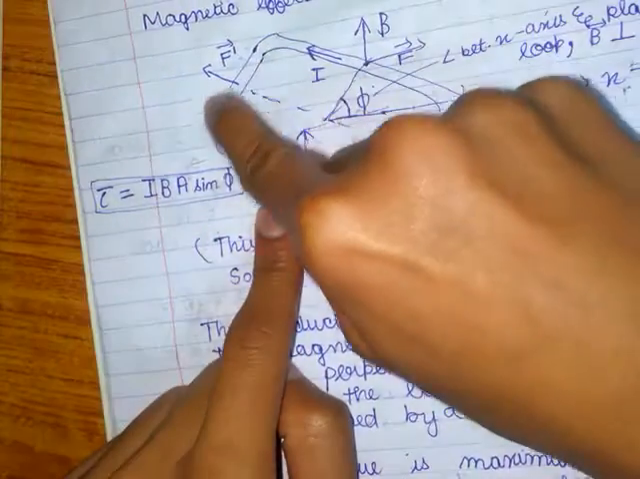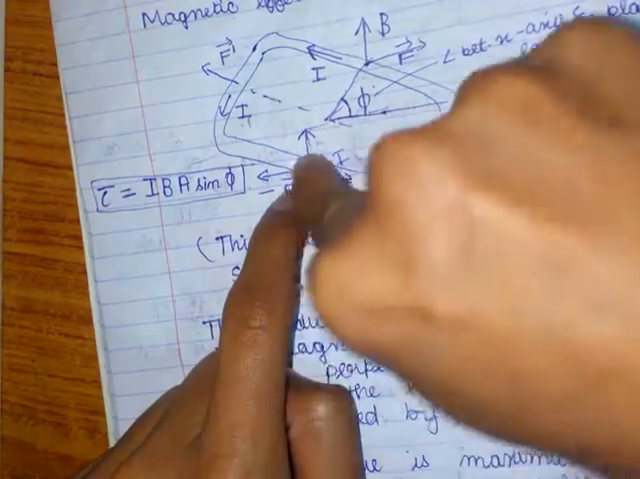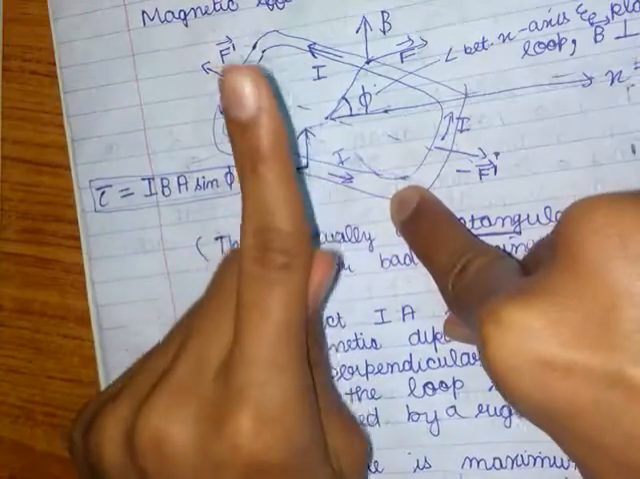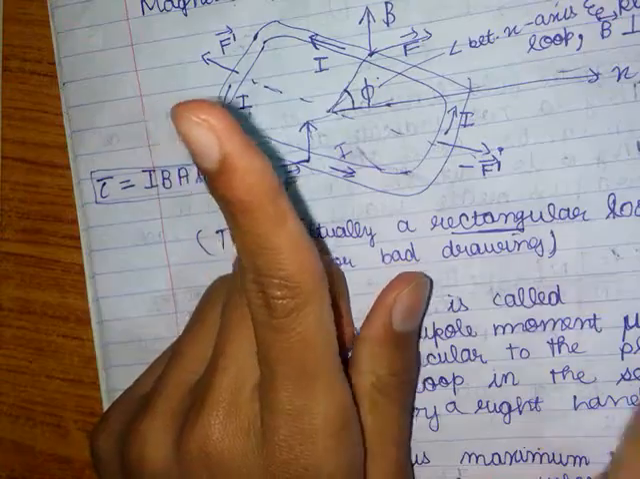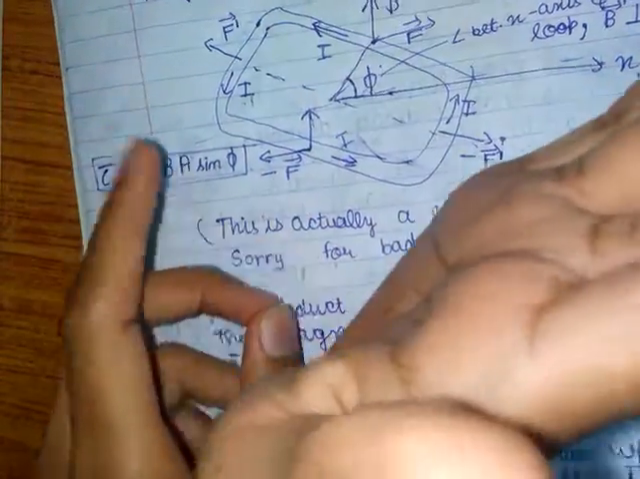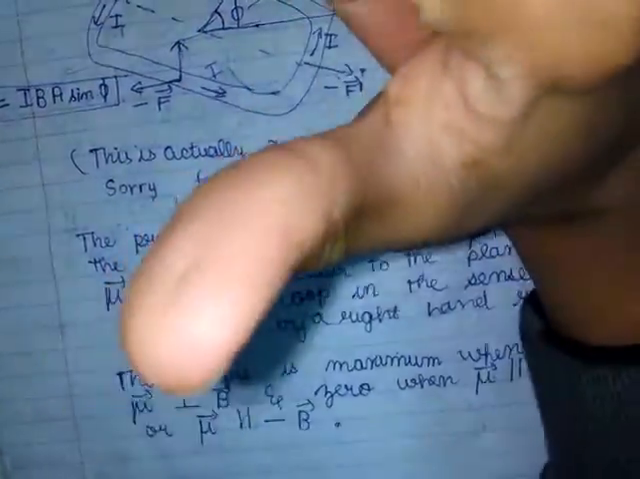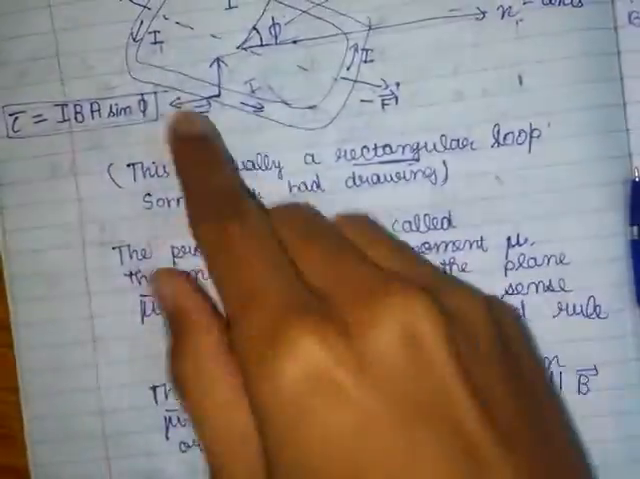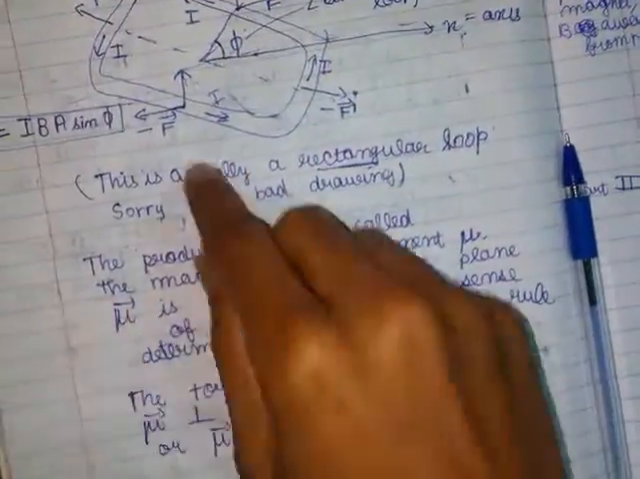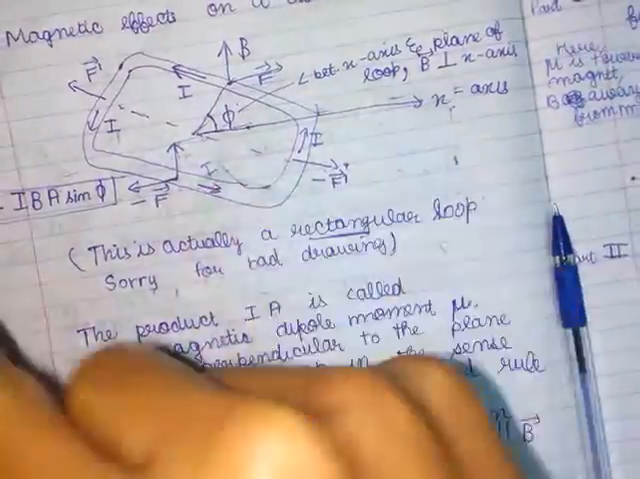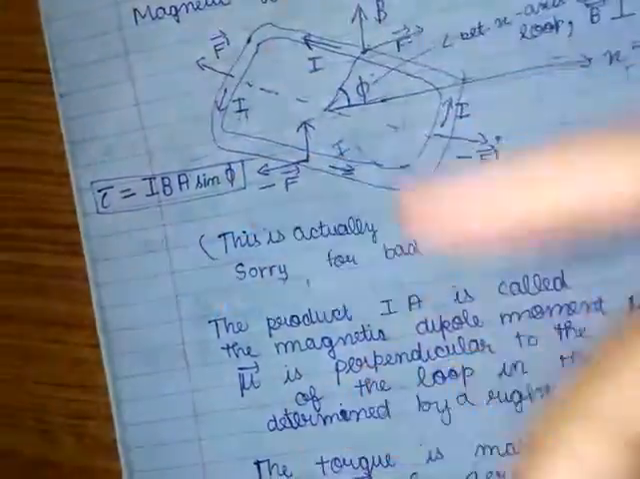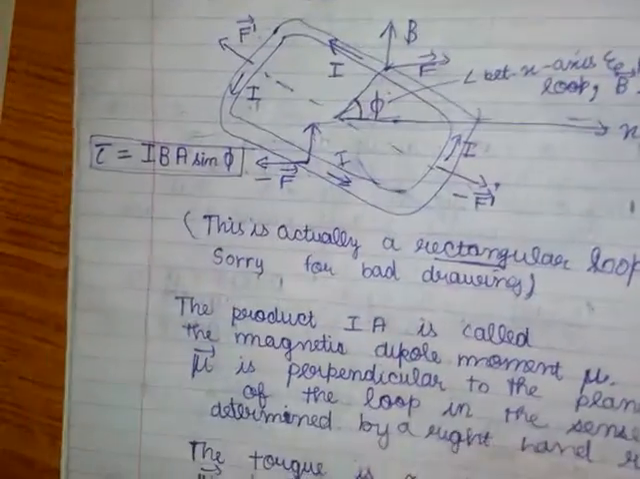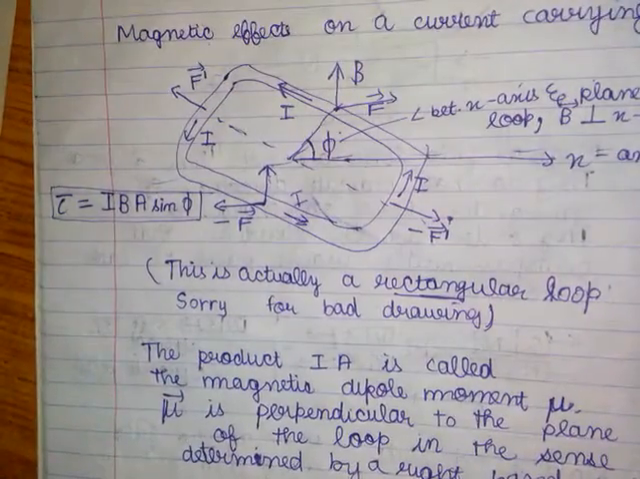Similarly, when this current comes here and at this point it goes in this direction, the field is everywhere the same, upward. Again we apply the rule V cross B, and you can see the force is in this direction. So as you see, this force also tends to rotate the coil like this, like we saw earlier.